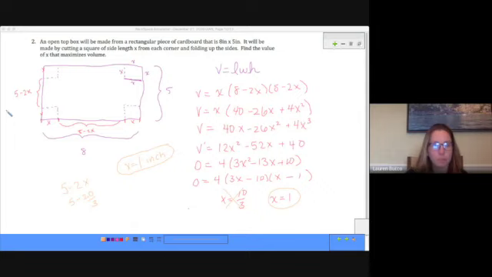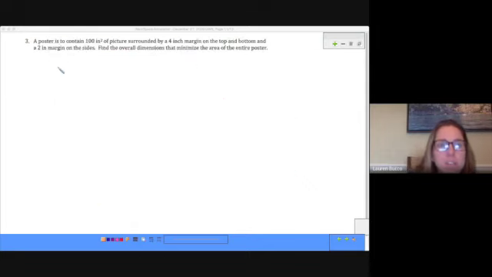What's this? Oh, I like this one. A poster is to contain 100 square inches of picture surrounded by a 4-inch margin at the top and bottom and a 2-inch margin on the side. So I'm going to try to draw this somewhat accurately. All right, so that's my poster.